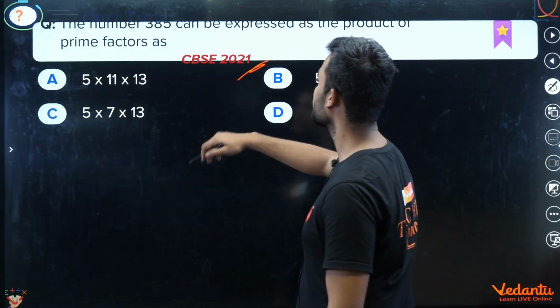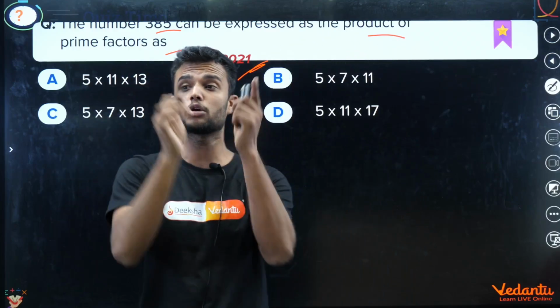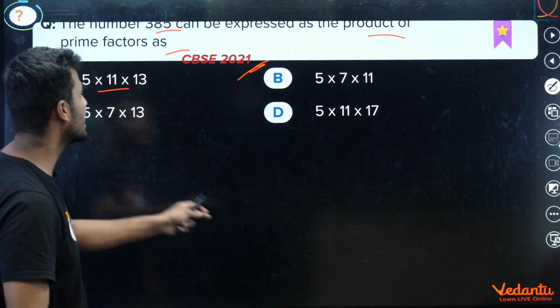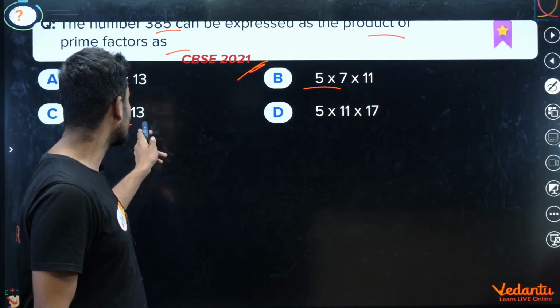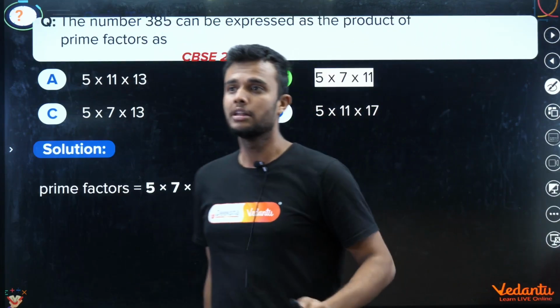It's a CBSE 2021 question. The number 385 can be expressed as the product of prime factors. This is a homework question. We have 4 options: 5, 11, 13; B, 5, 7, 11; 5 into 7 into 13; 5 into 11 into 17. This is a homework answer. I won't show the answer for this question.